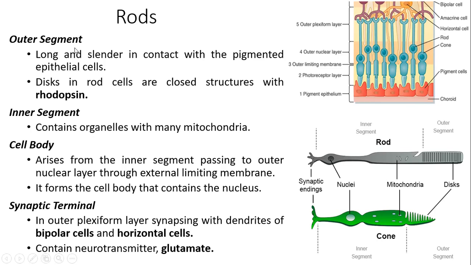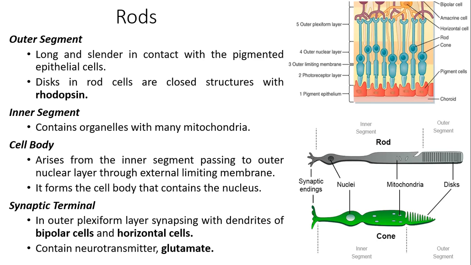So now let's get back to this. The outer segment is long and slender, in contact with the pigmented epithelial cells, like we have looked at. Discs in rod cells are closed structures with rhodopsin. Rhodopsin is a substance found in rod cells. So you see the importance of this substance, rhodopsin, which we'll be talking about throughout the discussion about the rods.